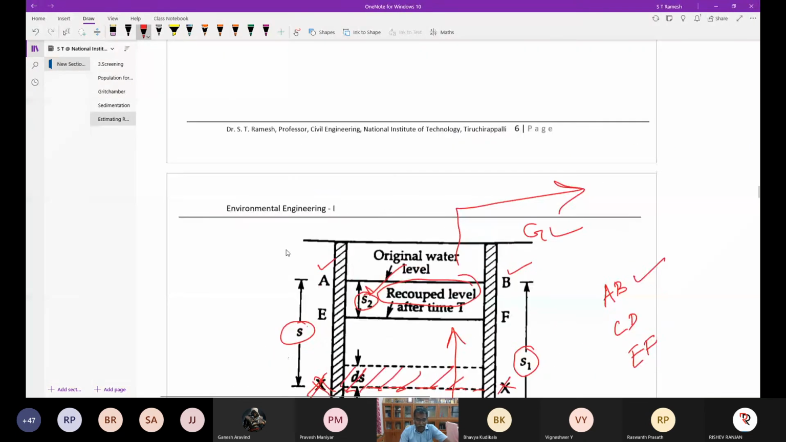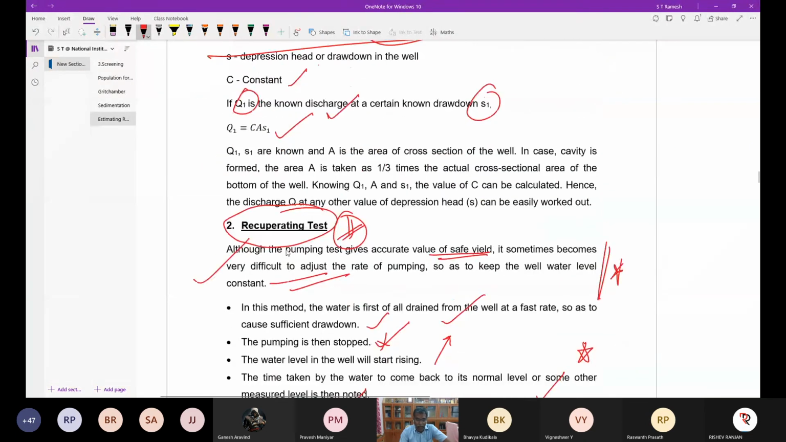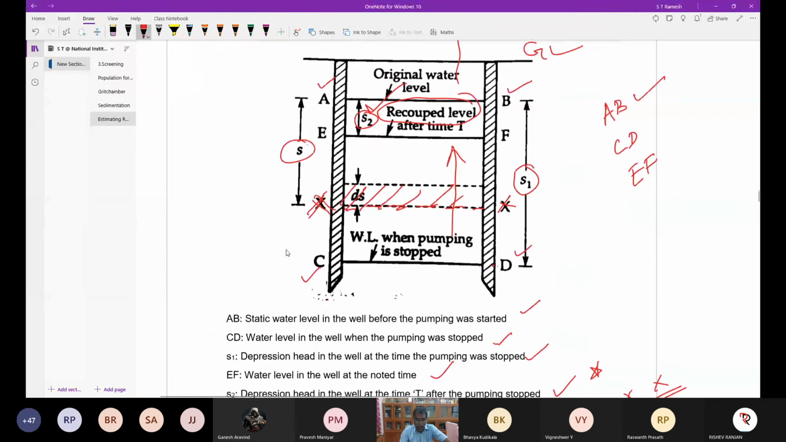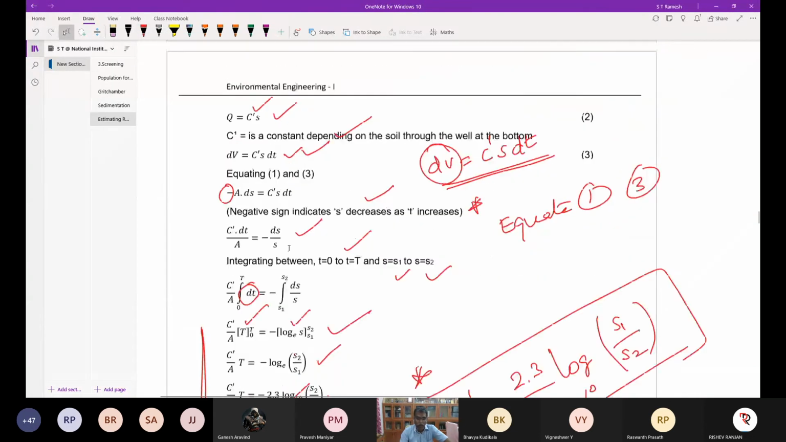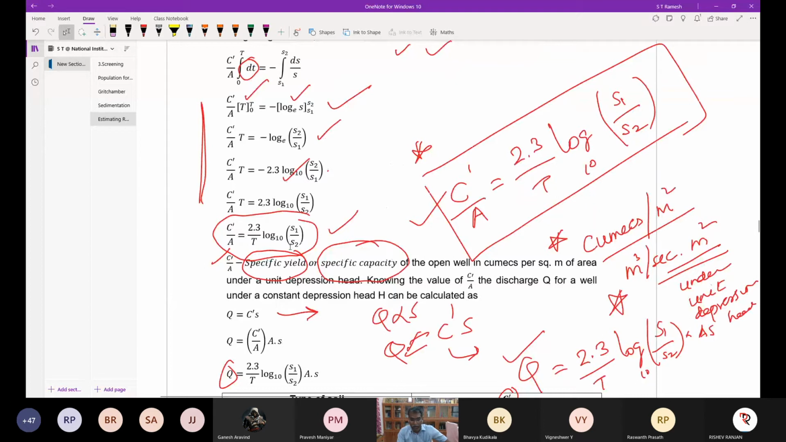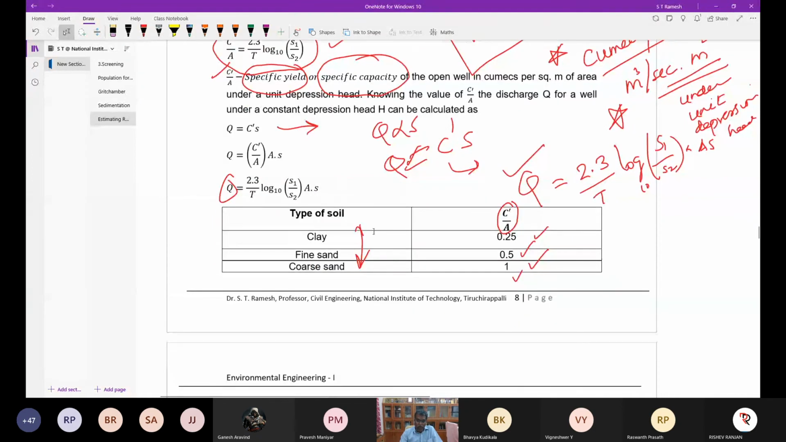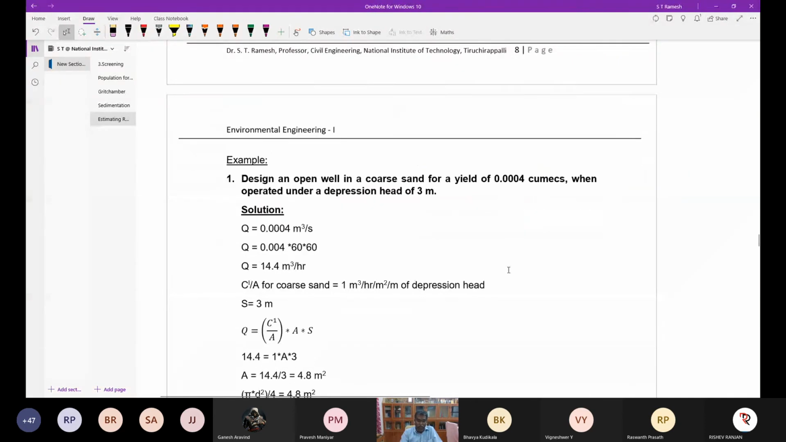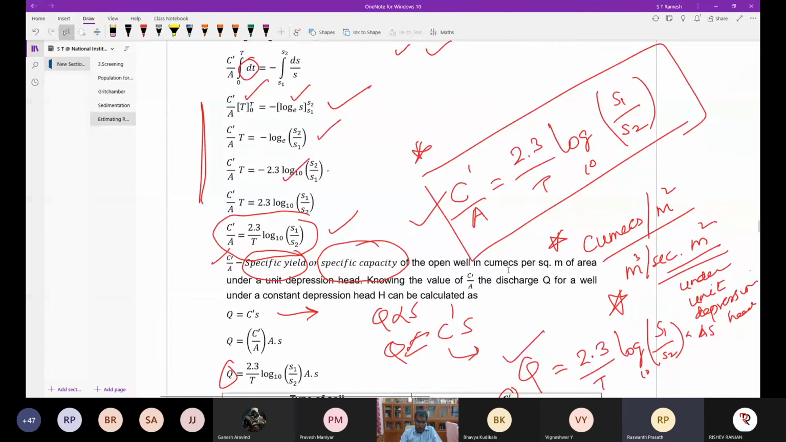So this is very basic and important: by using the recuperating test, how to calculate the Q value in the open well. Just remember the theory, and take care of the derivation part. And third, depending upon the type of soil, the constant C' by A value will also vary. Is it fine?